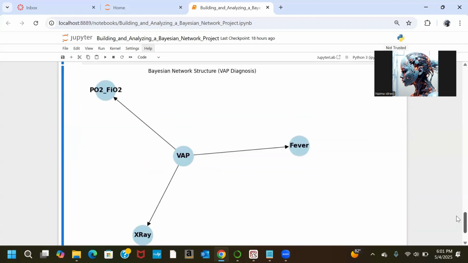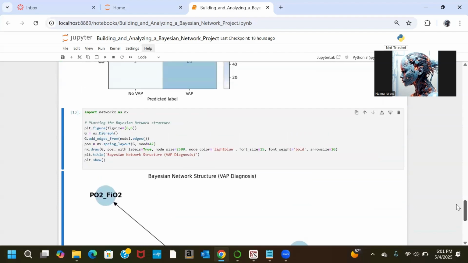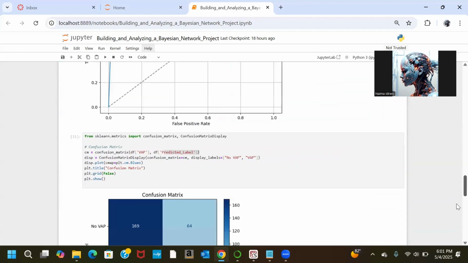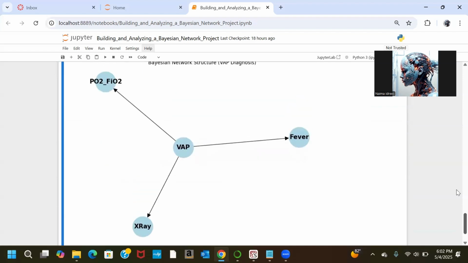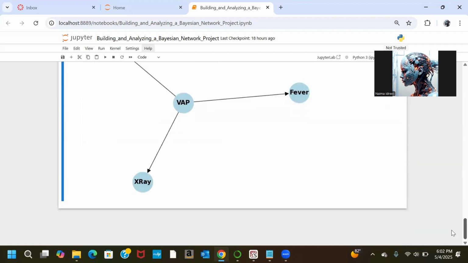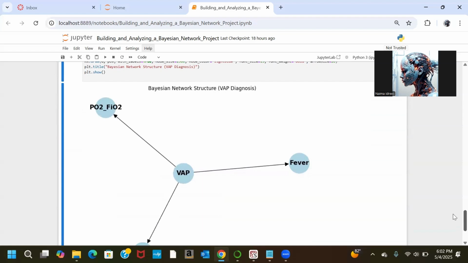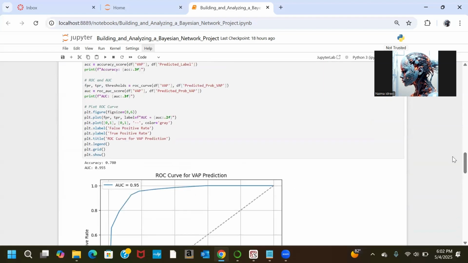So this is the basic Bayesian network structure we have obtained through this data set, through this project. So that's all about this, and thank you so much.